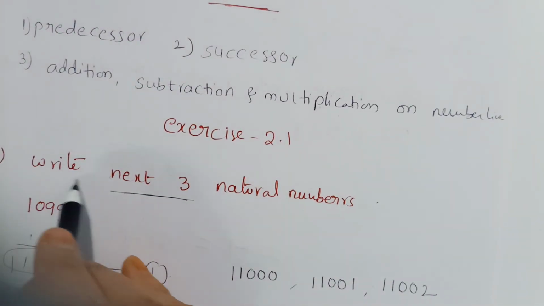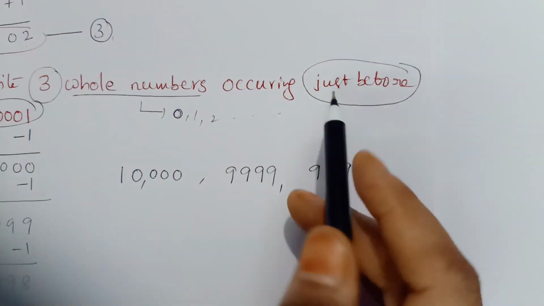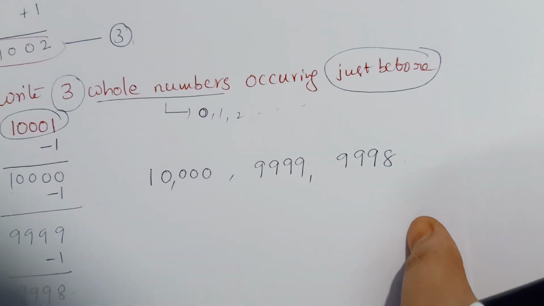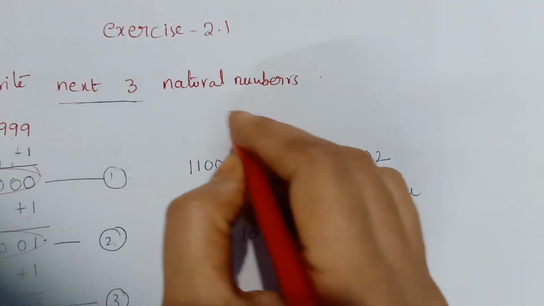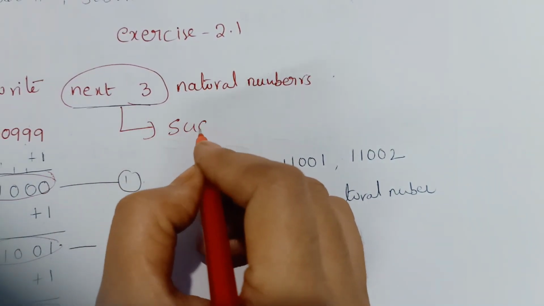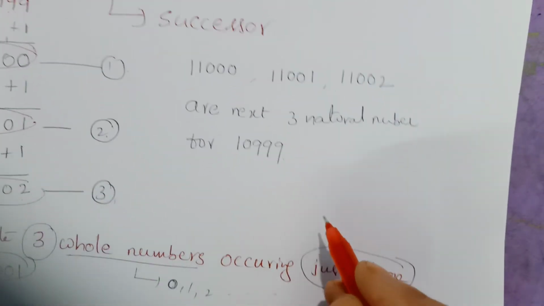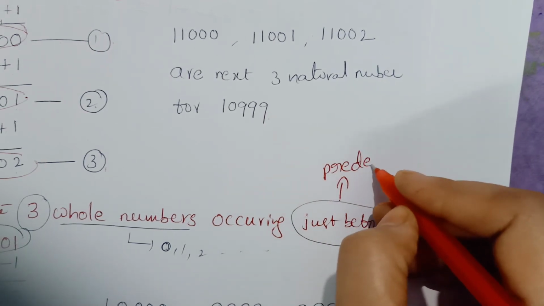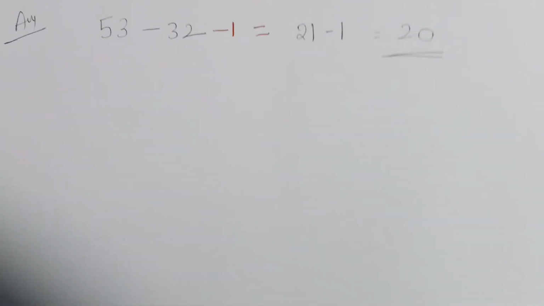See here, in the previous questions they asked for the next three natural numbers, and just before 10001. Now I am going to use one more word. In place of next we are going to use successor, and in place of just before we are going to use predecessor.